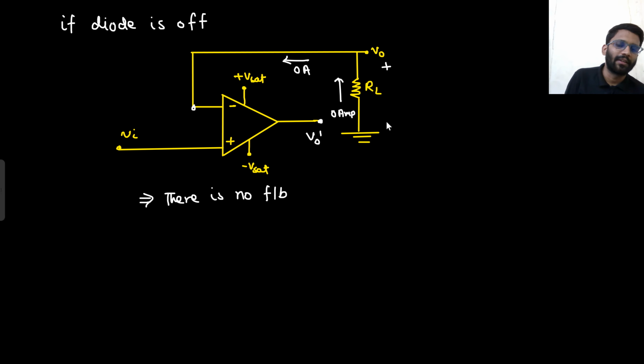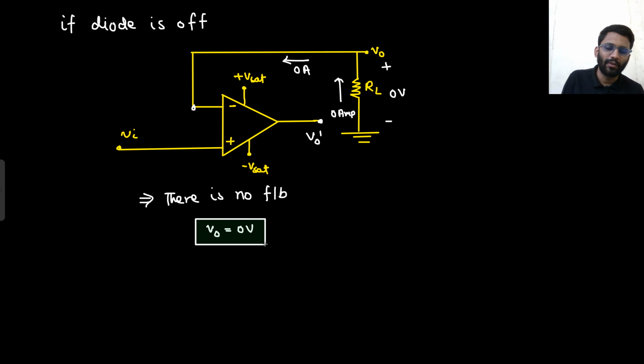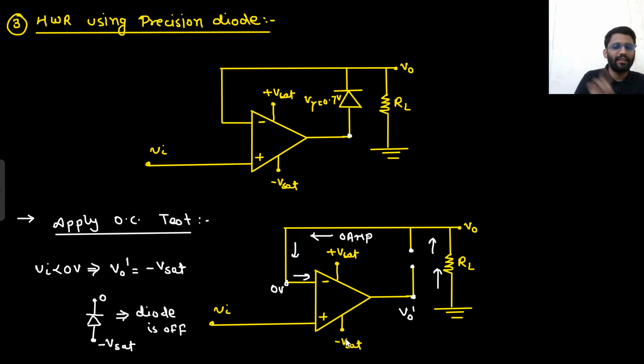So what is the voltage drop here? That is 0 volt only. So what is the V0 voltage? V0 voltage is 0 volt. For which case? For V in less than 0. This is the case for V in less than 0. You applied the open circuit test for V in less than 0.